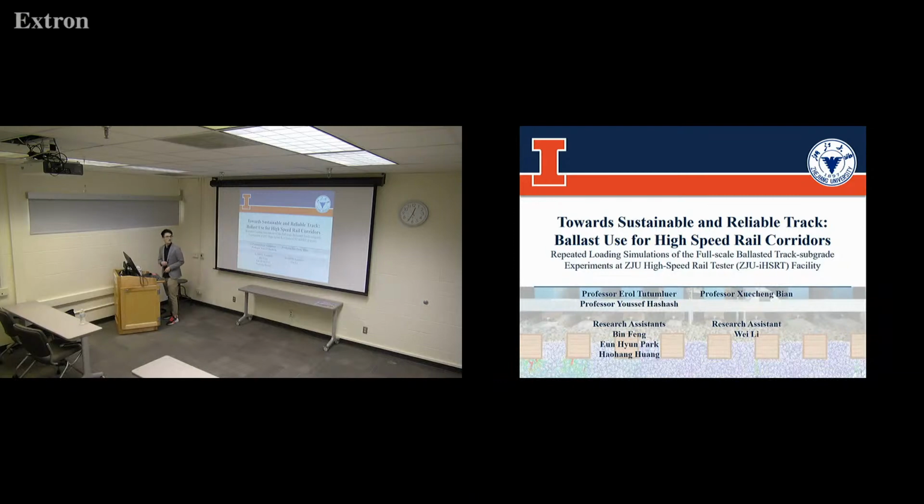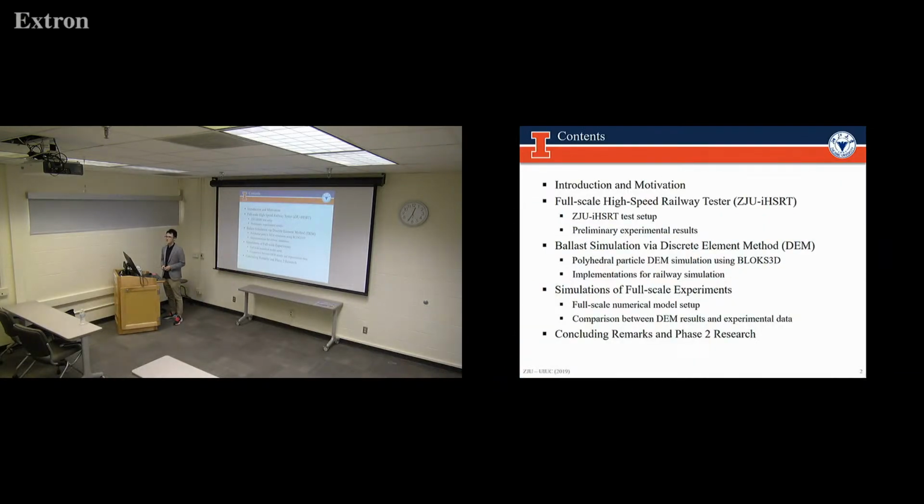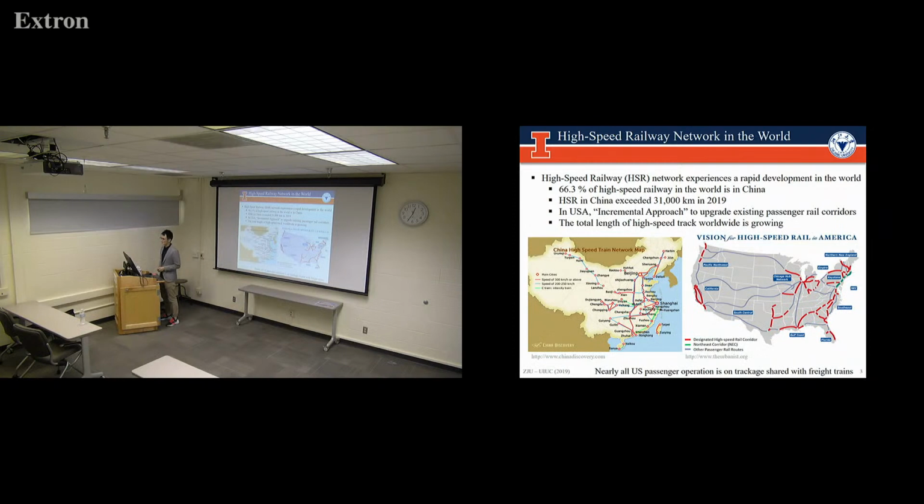So here is my table of contents. I'm going to make an introduction and the motivation behind this project, and then I will present the full-scale high-speed railway tester, along with some of the preliminary experiment results. Then I will introduce DEM and some implementations for the railway simulations. Then using this DEM, I will present the results for the simulations, followed by some concluding remarks and our ongoing phase 2 research.